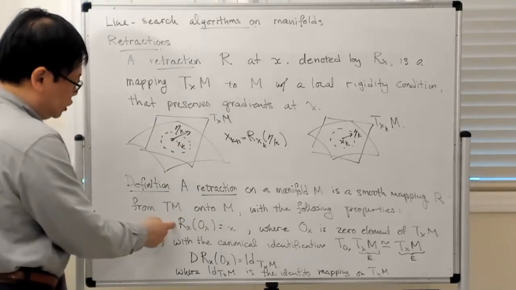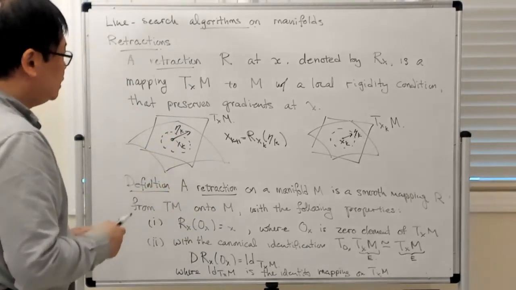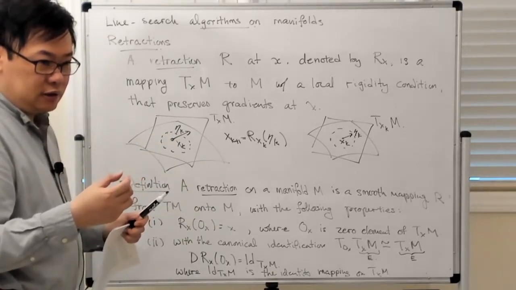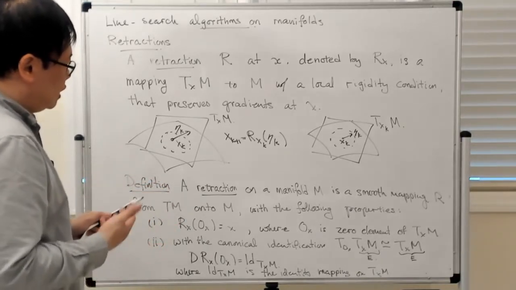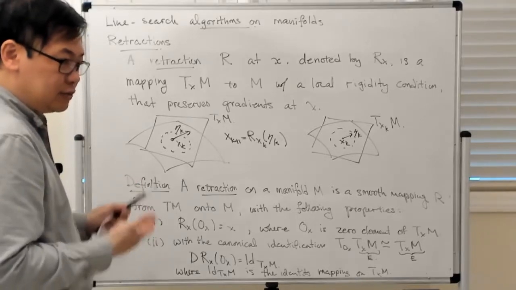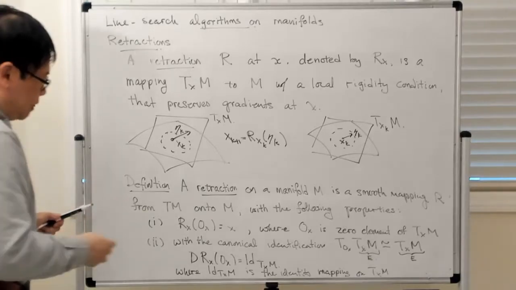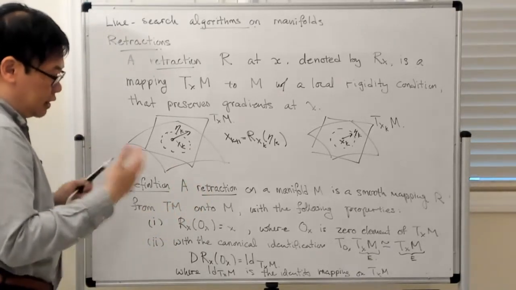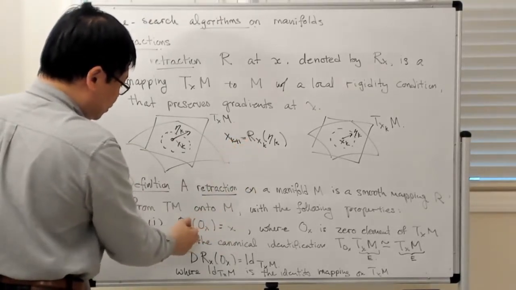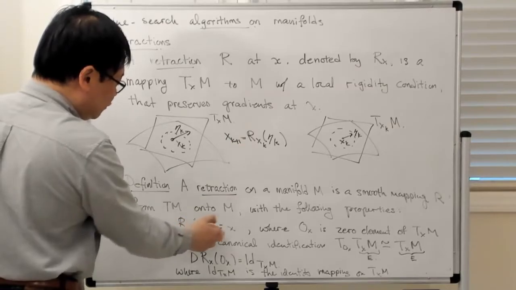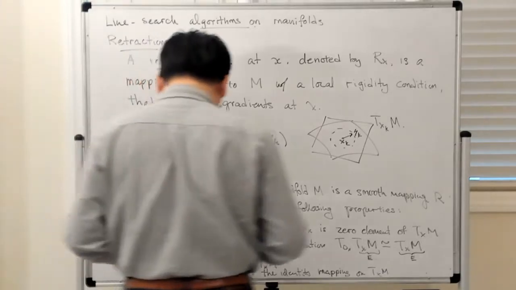And then the condition that the retraction maps 0 to the base point is equivalent to saying that if your search direction is the 0 vector, the update doesn't change anything, right? So in the linear case, you had xk plus 1 is xk plus tk eta k, right? And if eta is 0, then xk plus 1 is equal to xk. So if you want to do an update like this, you certainly want the property that Rx acting on the 0 vector is just x itself. Okay.